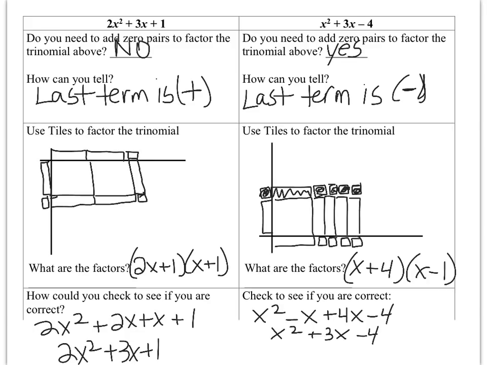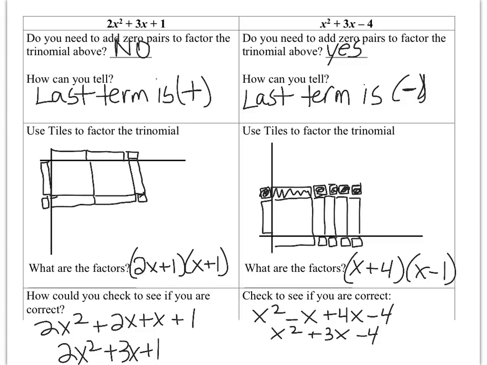Okay, so here is the answer. Notice in this one, you did not have to add 0 pairs because the last term is positive. And notice when you put these two down, you have to put 2 tiles here, and then you have to put 1 there to get just that ones tile in there. Notice I used FOIL here to double check.